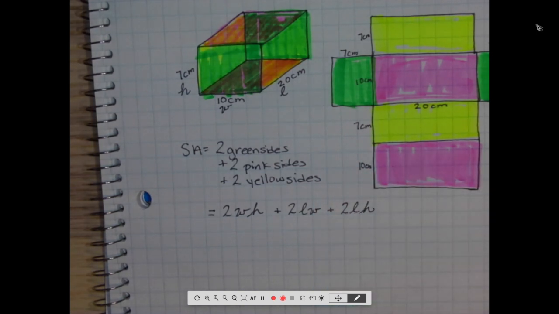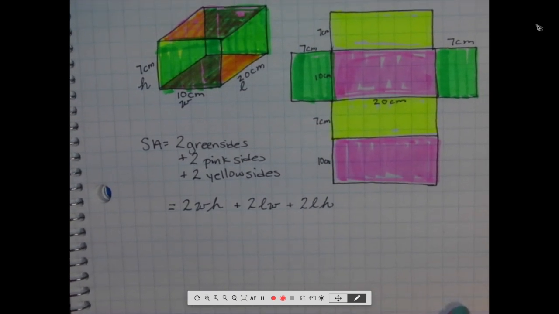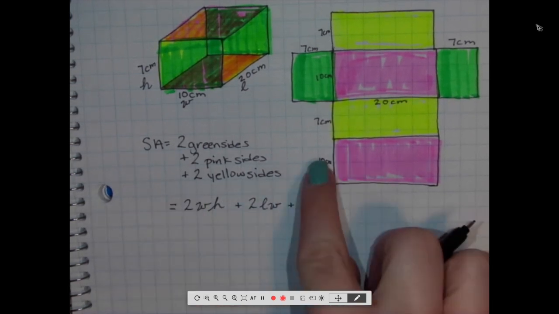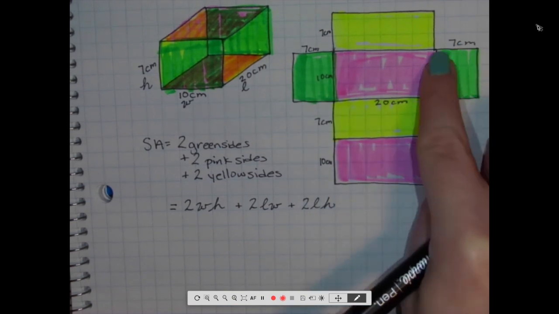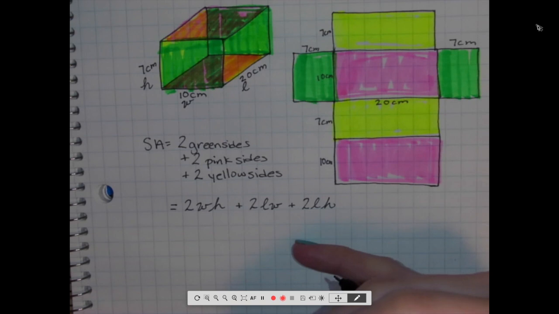So that's how I end up with a formula. Basically, if I'm looking for you to give me a formula for the surface area of rectangular prisms, this is it here. This is what I'm asking for if I'm looking for a net with the dimensions. So now let's use this formula.